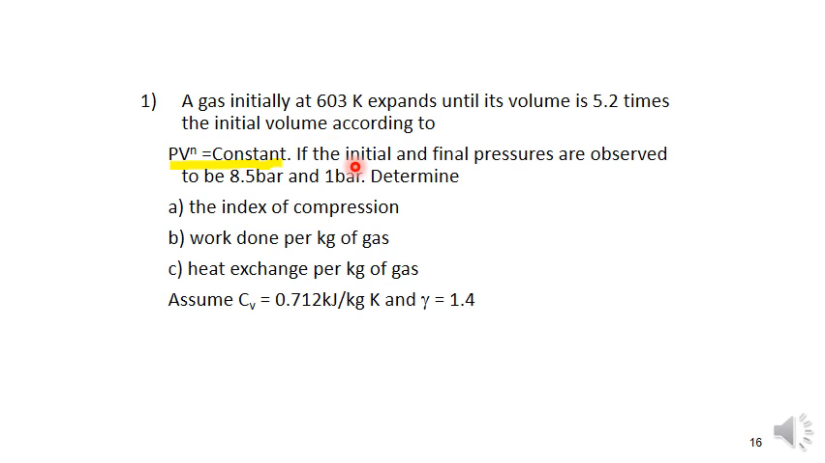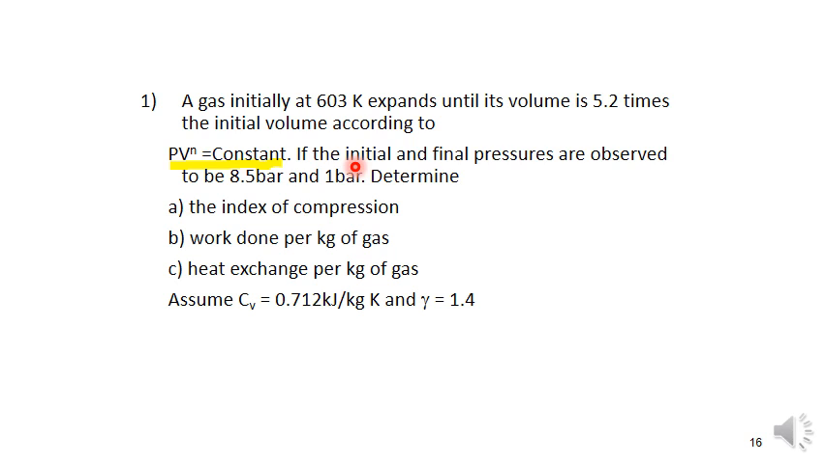So if the initial and the final pressures are observed to be 8.5 bar and 1 bar, determine the index of the compression. So the index of the compression is nothing but, you can calculate the n value. n is equal to question mark. Work done per kg of gas, W, and heat exchange per kg of gas, that is Q. They have given the Cv value and gamma value. So first read the question carefully, identify what the process is, and write the formulas related to that process.